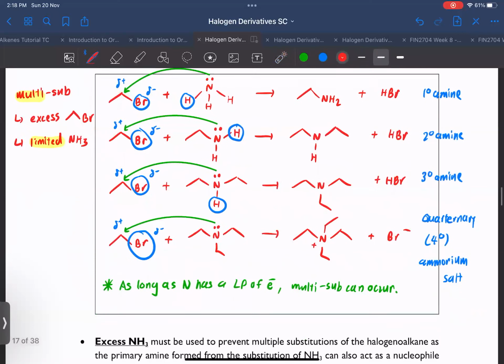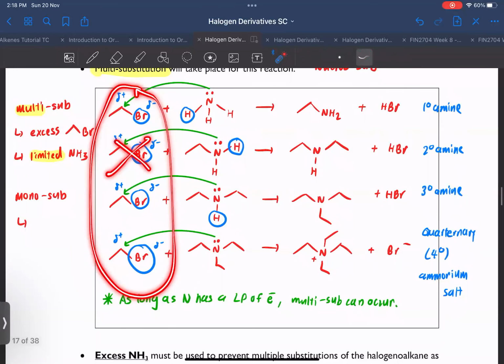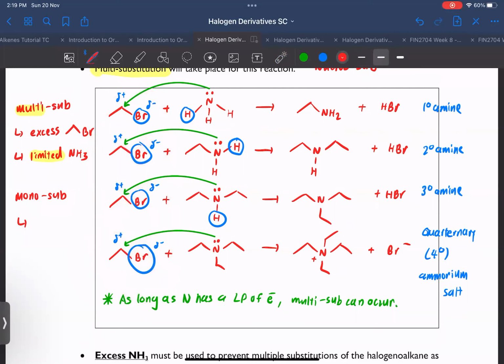On the other hand, if you just want a single substitution, then how? If you want mono-sub, can you all see? Just limit your halogenoalkane. Don't put so much halogenoalkane. So if you don't want to put so much, that means your halogenoalkane must be limited. And limited halogenoalkane means vice versa, ammonia will be in excess. So in other words, it's actually better if you use the halogenoalkane and tell me whether that is excess or limited. The ammonia one is less intuitive, it's counterintuitive.